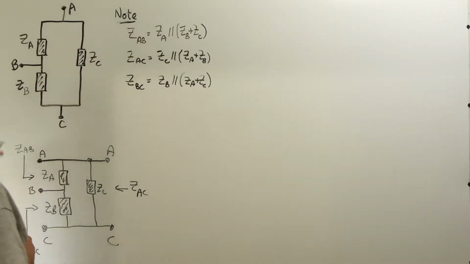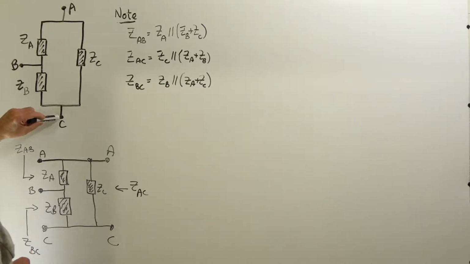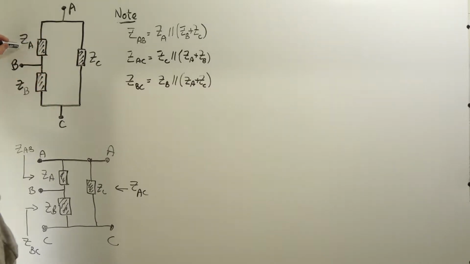So what we have are three nodes, node A, B, and C. Node B is between element ZA and ZB. Node C is between ZB and ZC, and node A is between ZA and ZC.